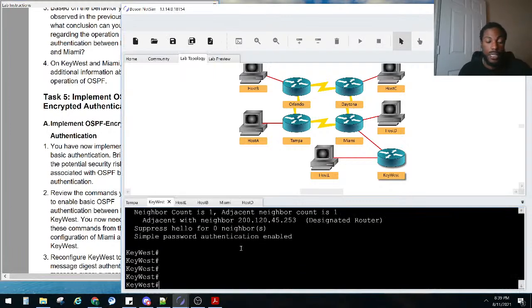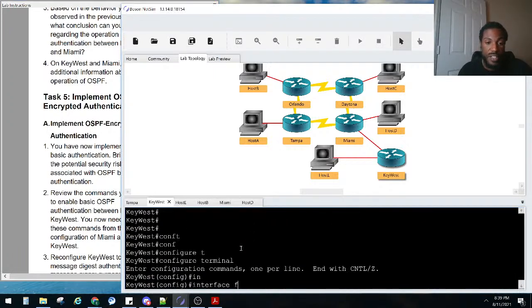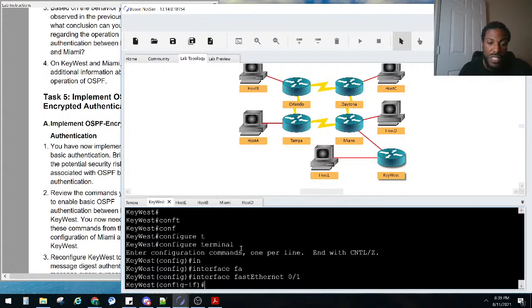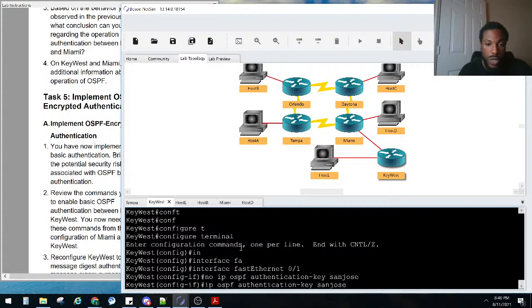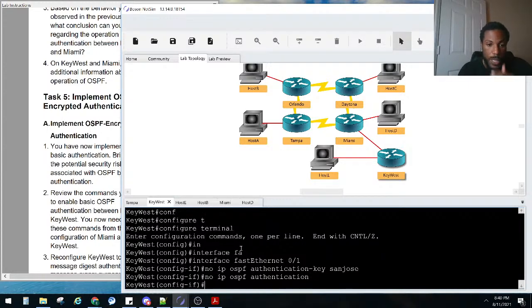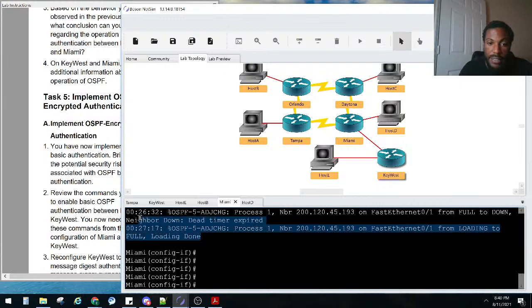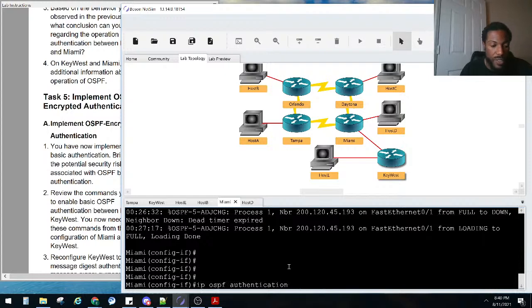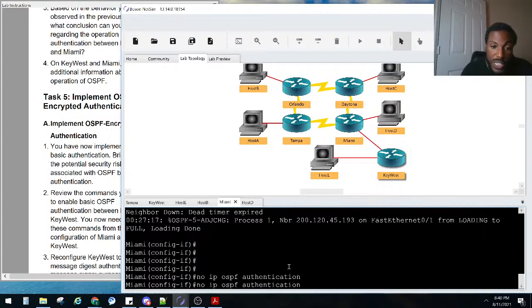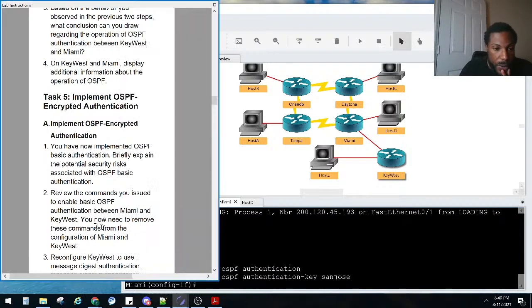So let's go to global config mode, interface FA0/1, and then we say no that, and no IP OSPF authentication. Same thing on the other side, and notice the dead timer didn't die just yet, but it will. It died. No, it didn't. Not yet. So no IP OSPF authentication, and remove the key like that. And then he said here, now you need to remove them.